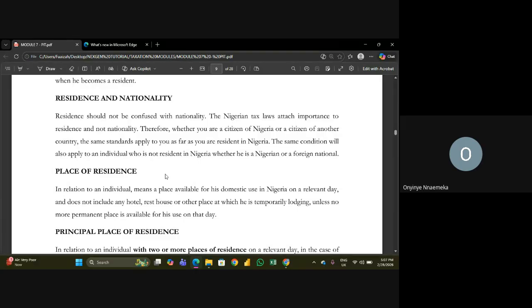Now the difference between residence and nationality. Residence is not the same thing as nationality. Nigerian tax law attaches importance to residence and not nationality. Somebody can have more than one nationality.